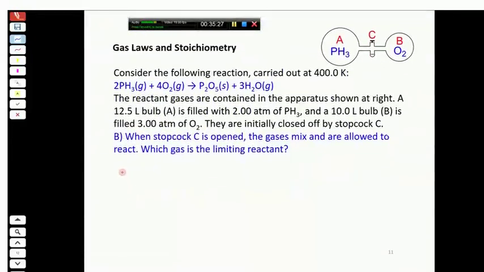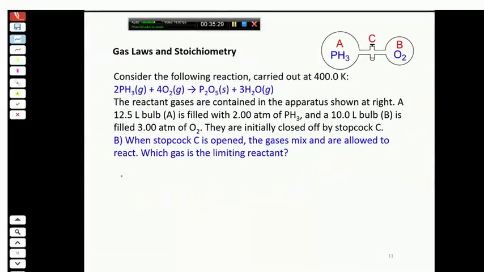So we open the valve between the two. This valve that I've labeled as C, we open it up and we allow the two gases to mix together. As we talked about when we were introducing gases, gases are freely diffusing and they fill all available space. So once we open the valve, the two are going to come together and fill the entire volume of the whole apparatus. Okay? So the gases are allowed to react.